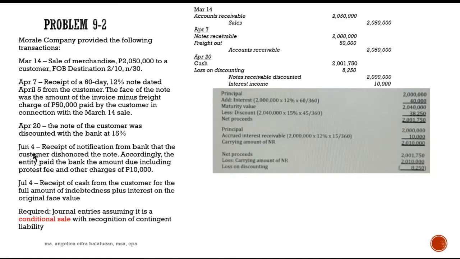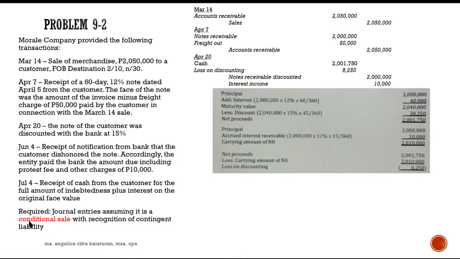On June 4, receipt of notification from the bank that the customer dishonored the note. So, wala mo bayad si customer. Accordingly, the entity paid the bank the amount due including protest fee and other charges of 10,000. So, kita may nakabayad na noon. Okay? So, again, nabagingon diri kung with or without recourse. So, since silent ang problem, di ba, ingon to nga kung wala gi-specify, then that's with recourse.